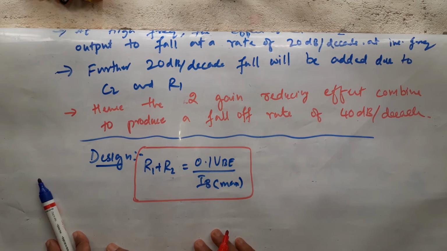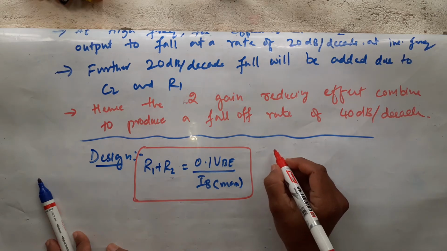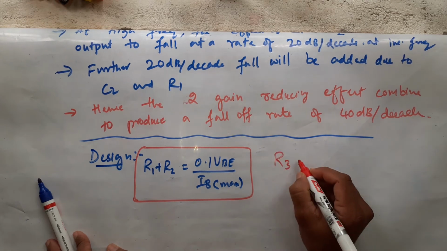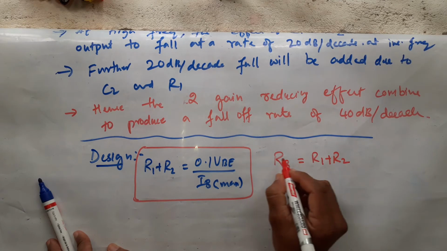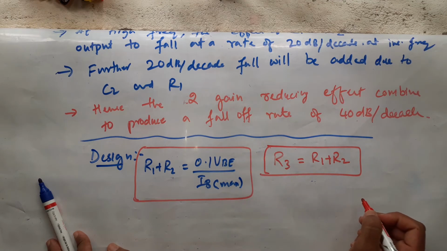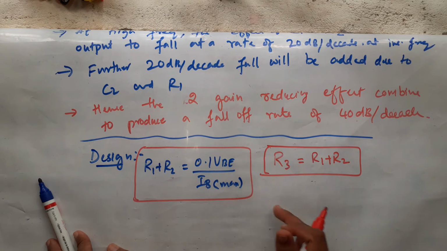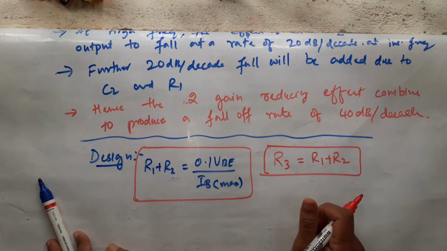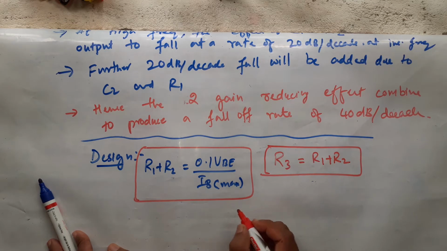Next, what is remaining? R3. What about R3? Here R3 should be equal to R1 plus R2, isn't it? Why is this? So that it should work as a voltage follower. The input side resistance should be equal to feedback resistance, then only it will work as a voltage follower. This is a must.